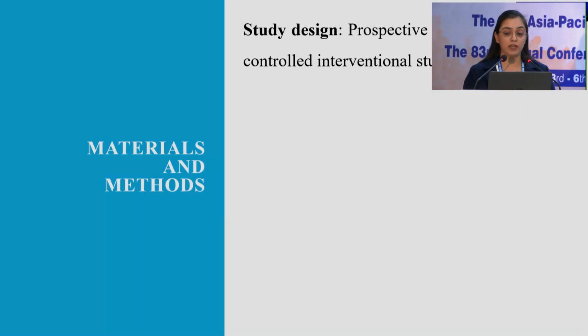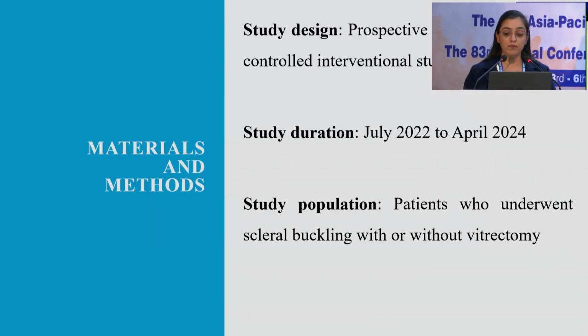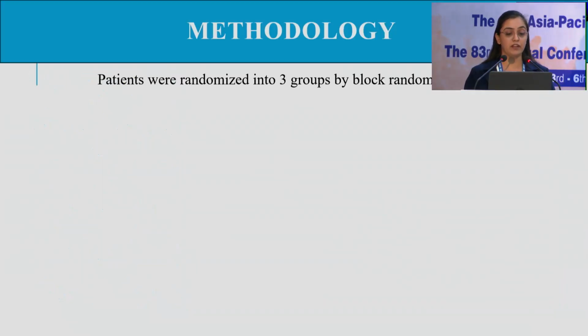It was a prospective randomized placebo-controlled interventional study done from July 2022 to April 2024 in patients who underwent scleral buckling with or without vitrectomy. The sample size was 105 patients, with 35 patients in each group. Patients with rhegmatogenous retinal detachment undergoing scleral buckling or vitrectomy combined with encircling silicone band were included, and these were the exclusion criteria. The patients were randomized into 3 groups by block random sampling.